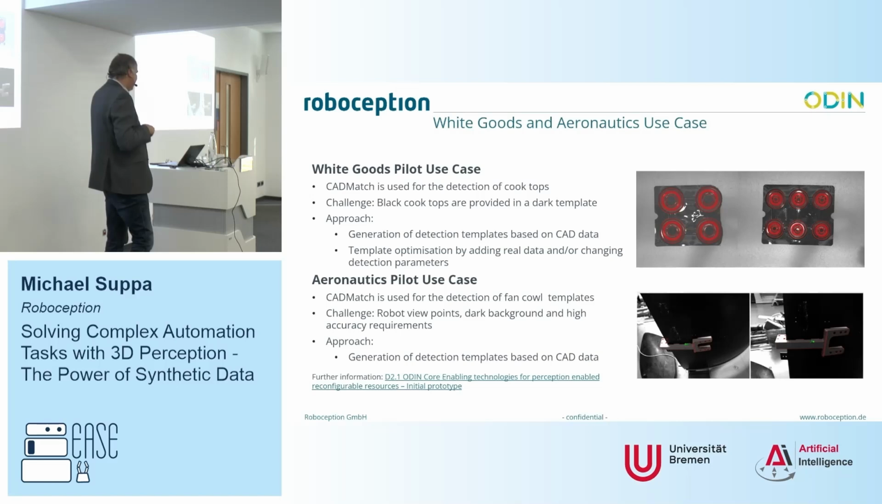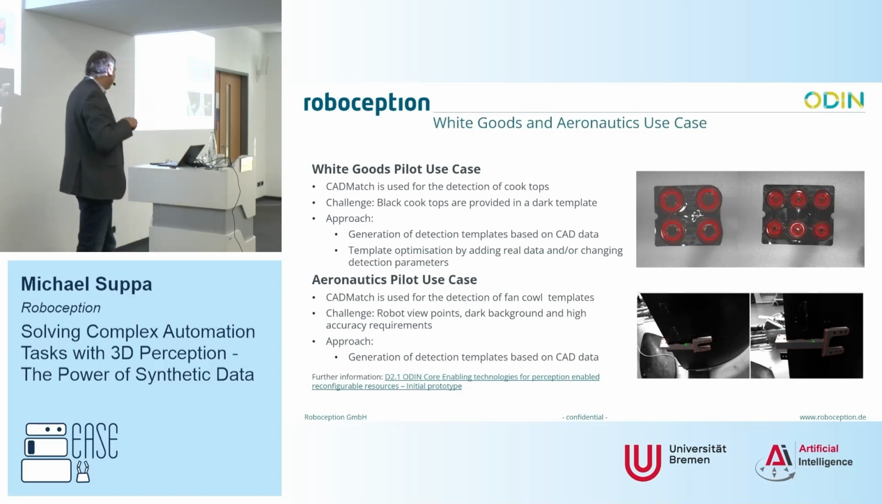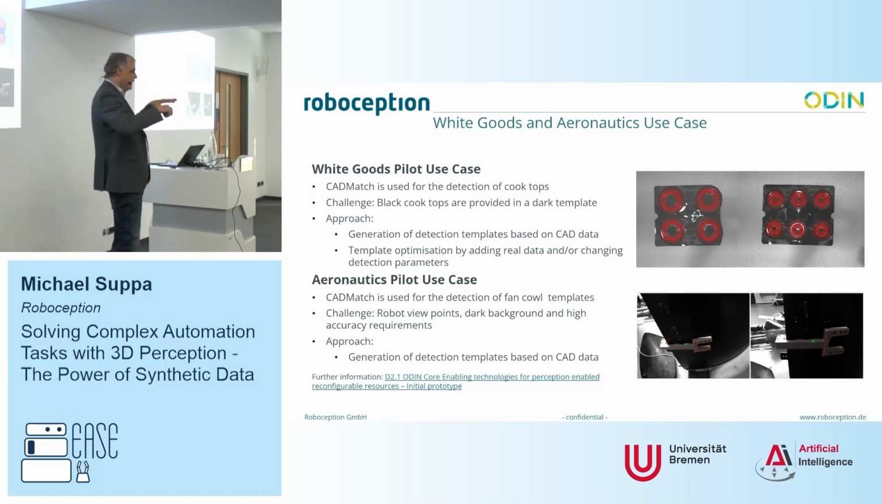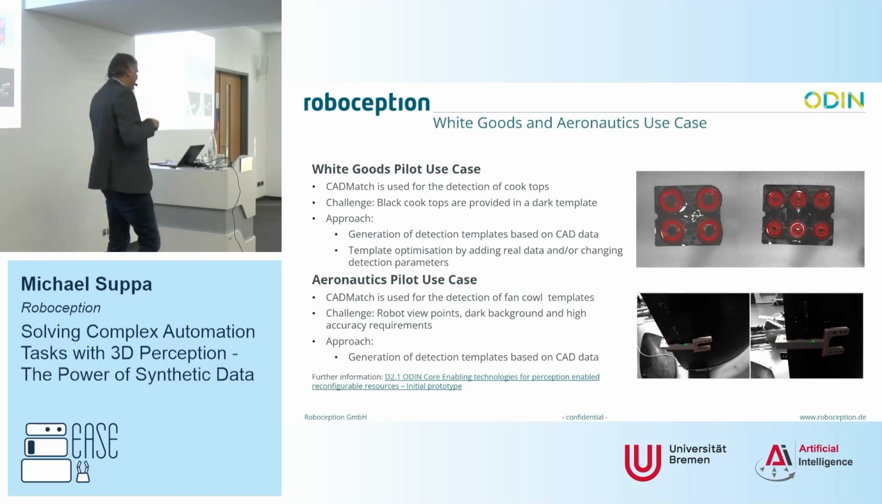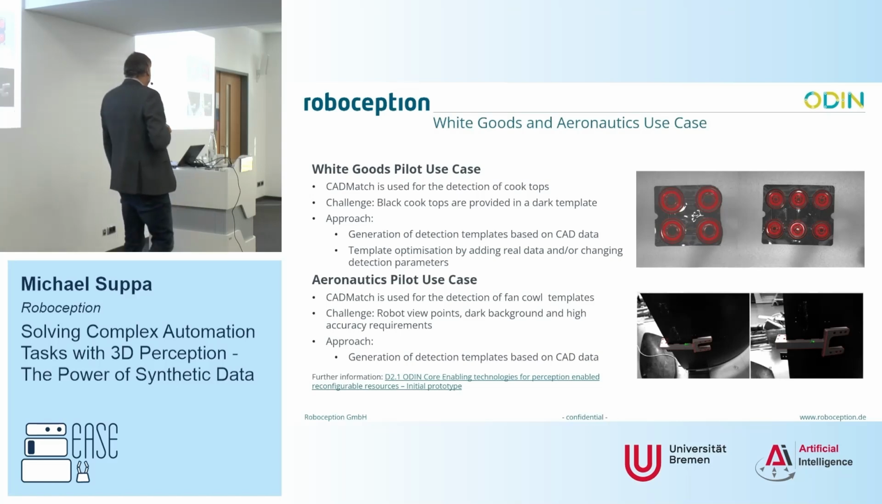So this is a white goods case, so to say. This is cooktops, so the ones that you have in your oven, the ones that are on top. They are black on black, which is very nice. So you have a black metal part in a black tray, and you need to pick up the black metal parts. So you can imagine that this is kind of difficult. In this case, we actually used some real images in order to adapt to that, because we couldn't really define this scenario with these nice reflections in the real scenario.